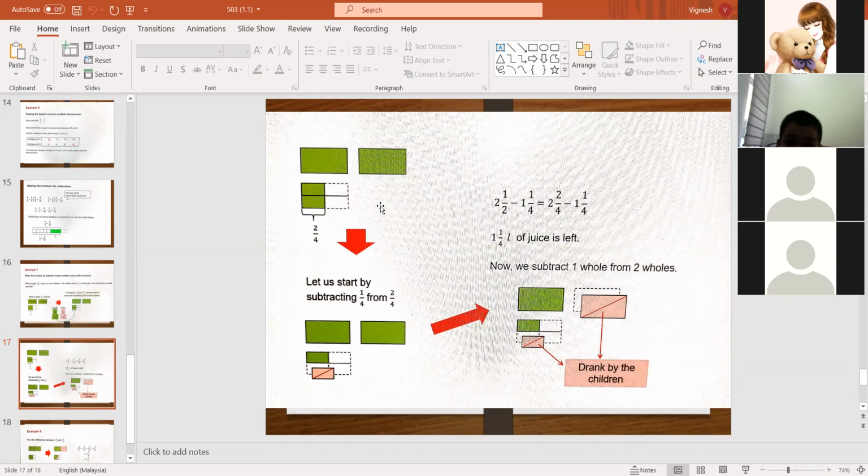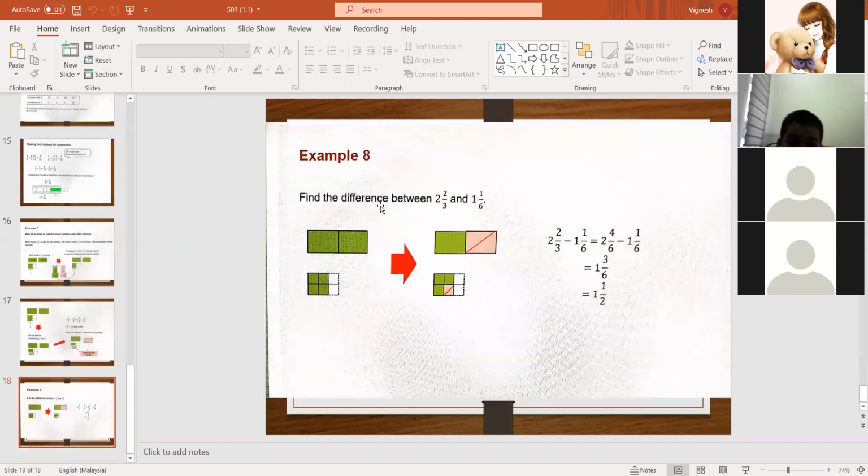Okay, the last example. This is the last example. Find the difference between 2/3 and 1/6. Difference means you have to find the difference. How? Subtract. Very good. Okay, this is the last slide for today's lesson. Who can explain this to teacher, together with the bar model?